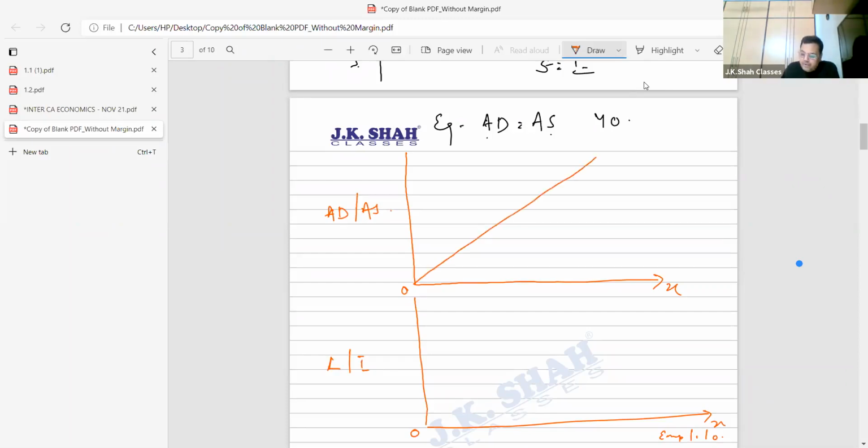Which curve is this? The aggregate supply curve. Any doubts? Why aggregate supply curve? Employment 0, supply 0. Employment is rising, supply is rising, keeps on rising. I can say this is the OM level of employment, which is full employment.